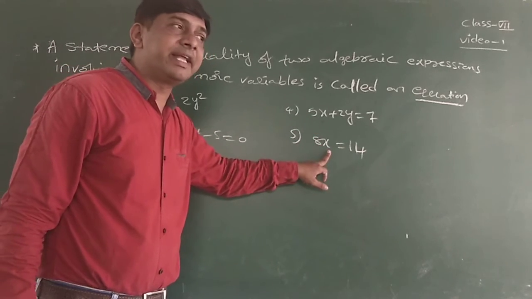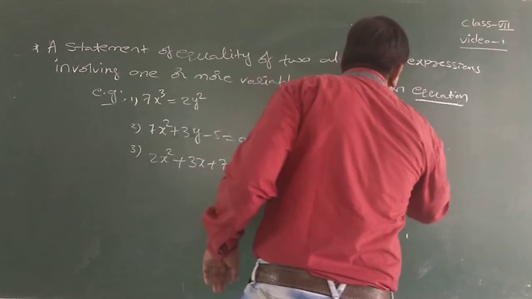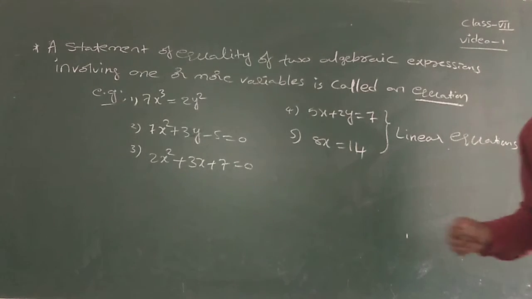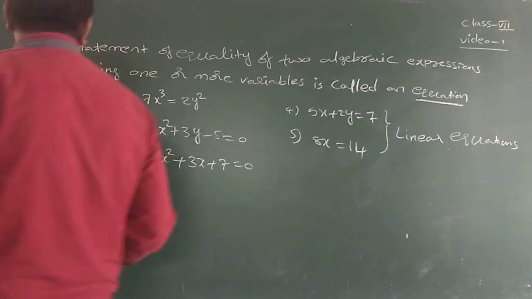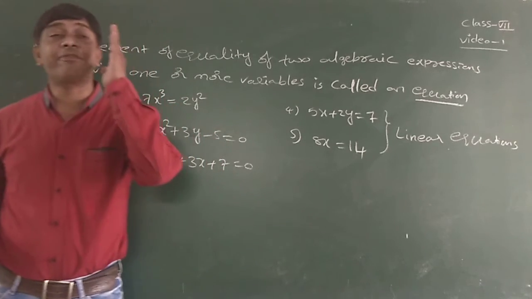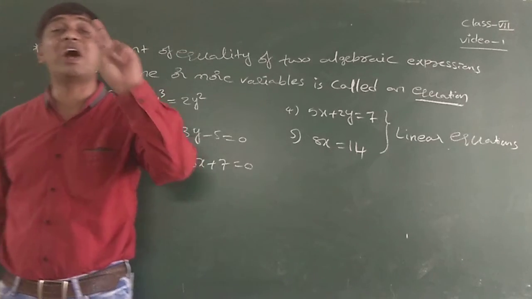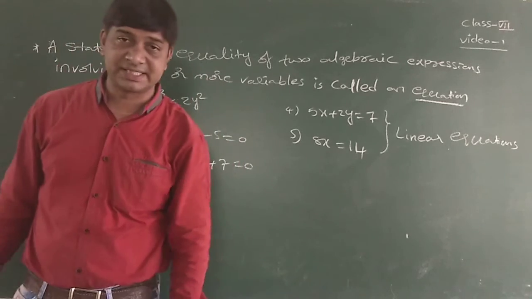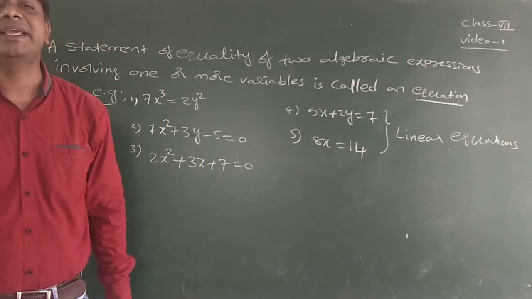Okay, here also the degree is 1 only. Linear equation only. These two are called linear equations. Understood? Once again I am revising the definition here. A statement of equality of two algebraic expressions involving one or more variables is called an equation.